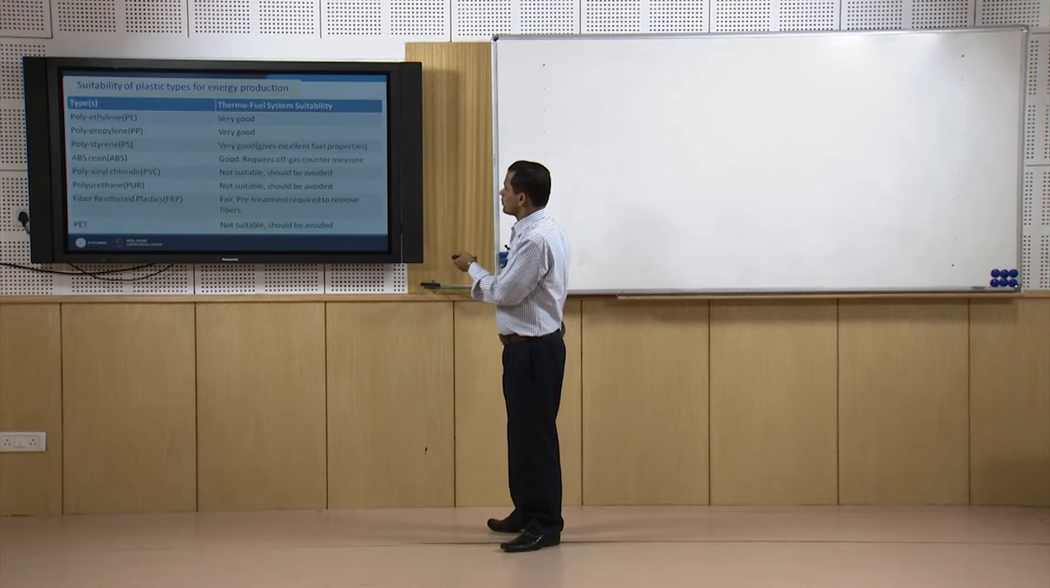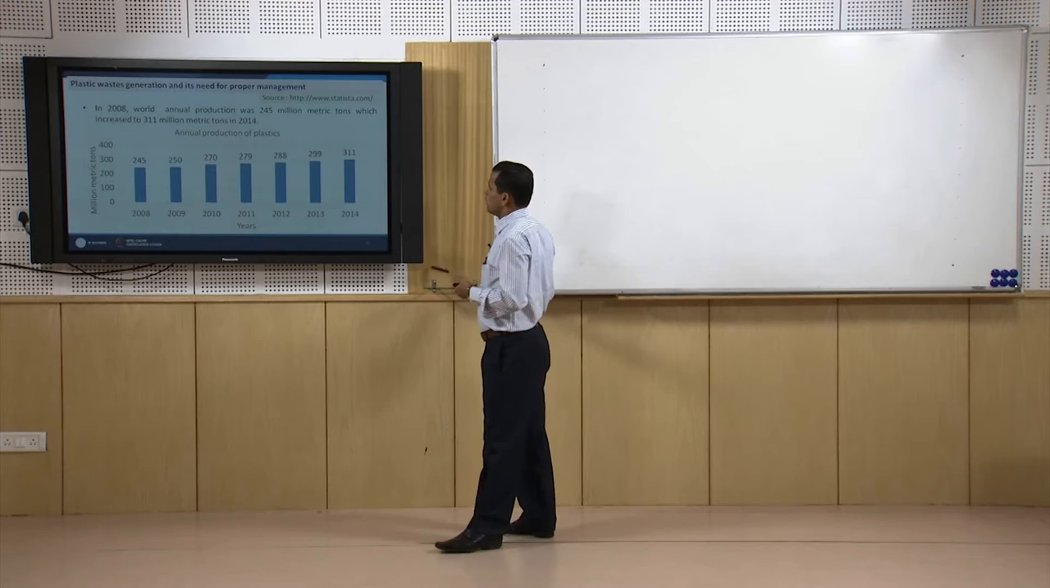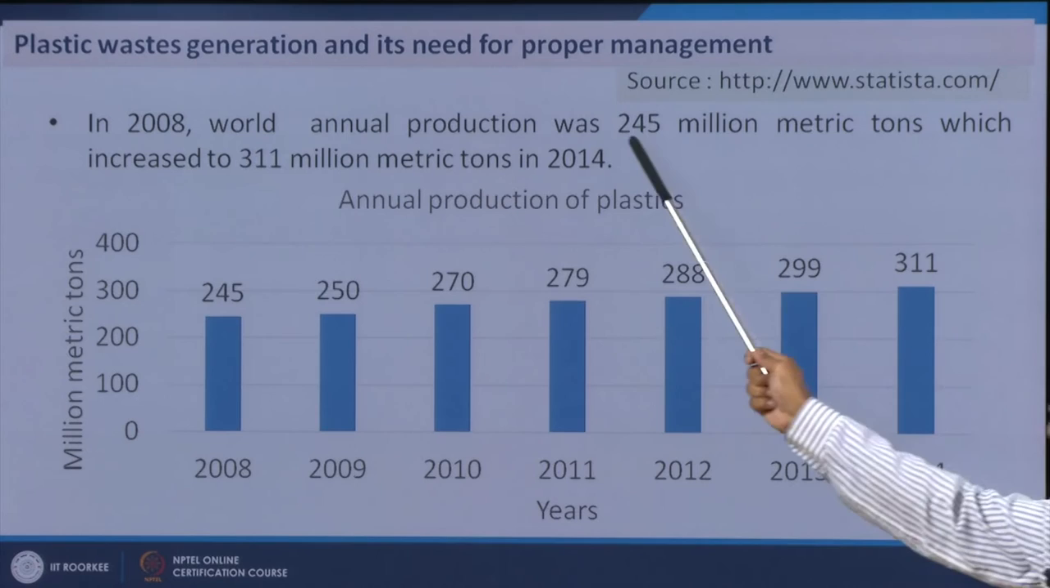Now we will see the plastic waste generation and its need for proper management. Around the world in 2014, there were 311 million metric tons of plastic waste generated, whereas in 2008 it was 245. That means the generation is increasing around the world.